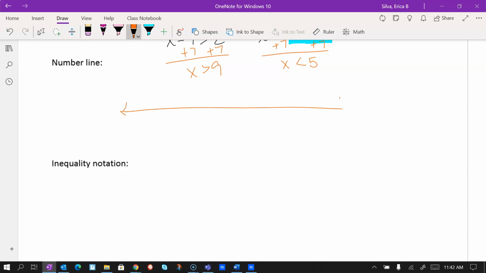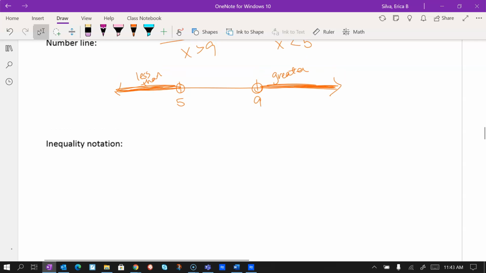So when we draw our number line, we have one at 5 and we have one at 9. Because there's no equal sign, we have an open circle, and if x is greater than 9, then we're going to shade the side where it's greater. X is less than 5, so we shade the side that's less than. The inequality notation is basically taking it from here. So we've got x is less than 5 or x is greater than 9.